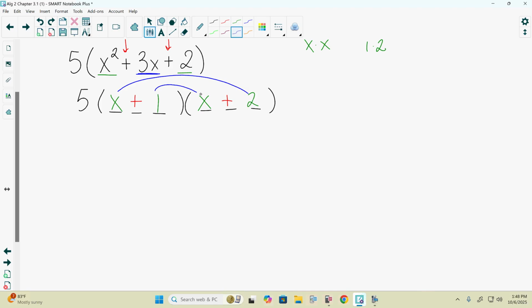So we multiply this out. X times 2 is going to be positive 2x. 1 times x is going to be positive x. And 2x plus x is 3x. 2 plus 1 is 3, yes? Is that the middle term we wanted? Well, yeah, the middle term we wanted is 3x.